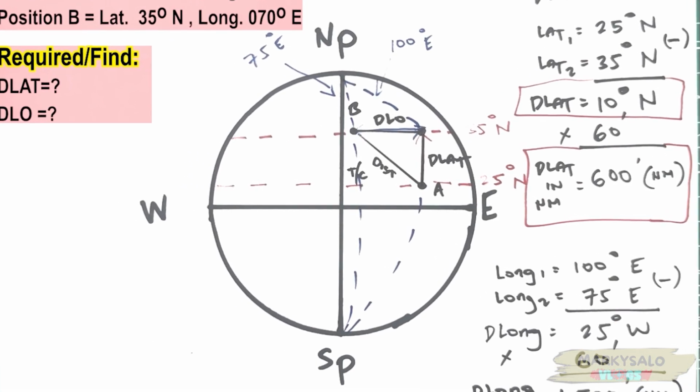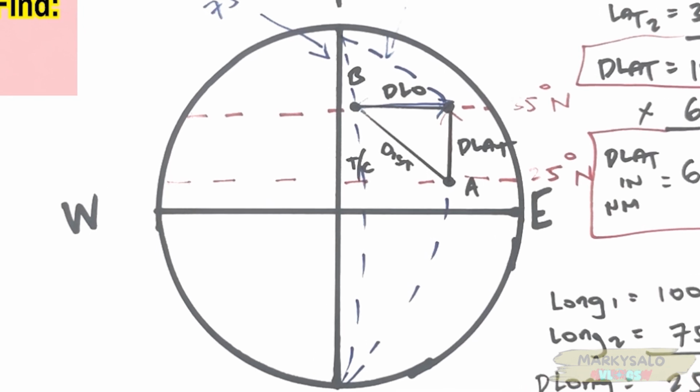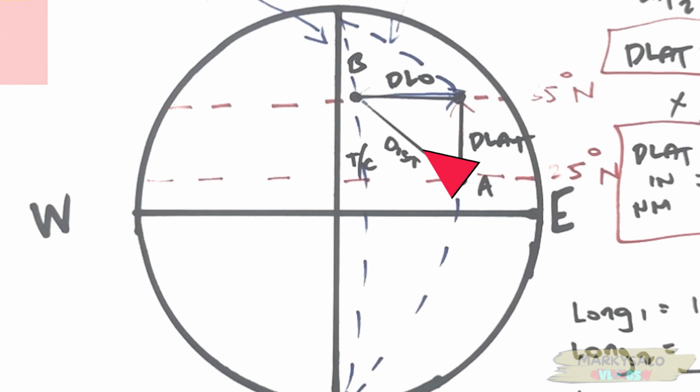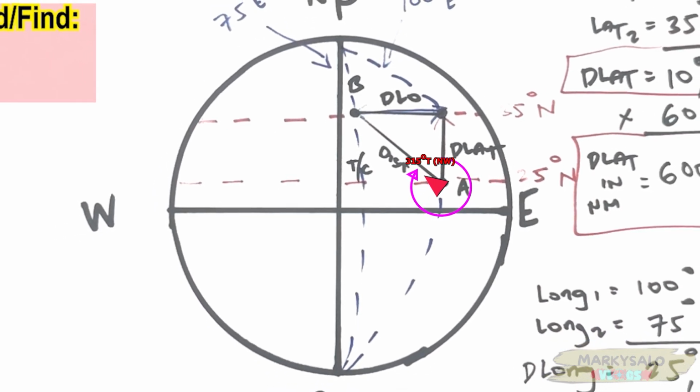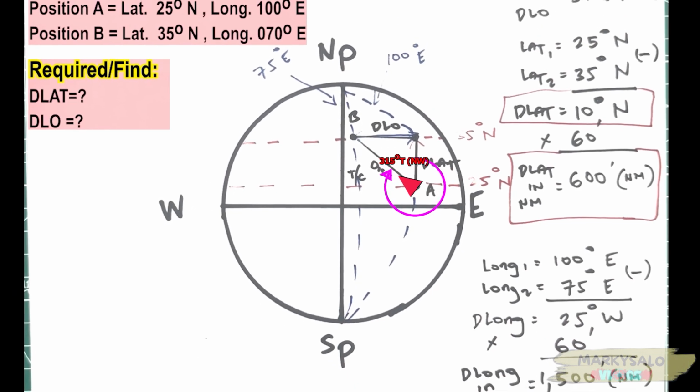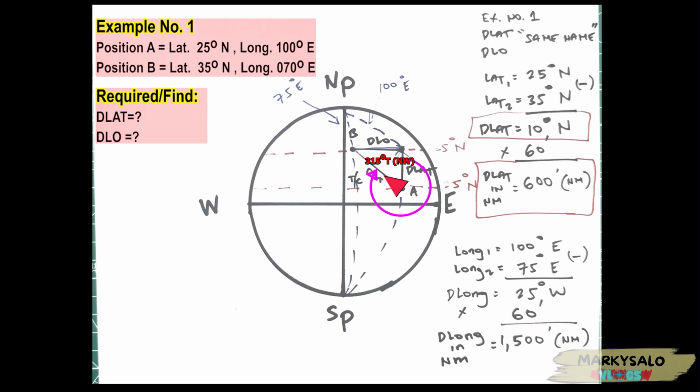The other way to double-check if our answer is correct is to look at our drawing as if it is a compass. If our vessel travels from point A to point B, the true course will be northwest. We know we're in the fourth quadrant. For the purpose of estimation, let's say our true course is 315 degrees true. A true course of 315 degrees true, as per compass, has a northwest component. The north represents our DLAT and the west represents the DLO. Again, this helps us feel sure that our answer is correct.